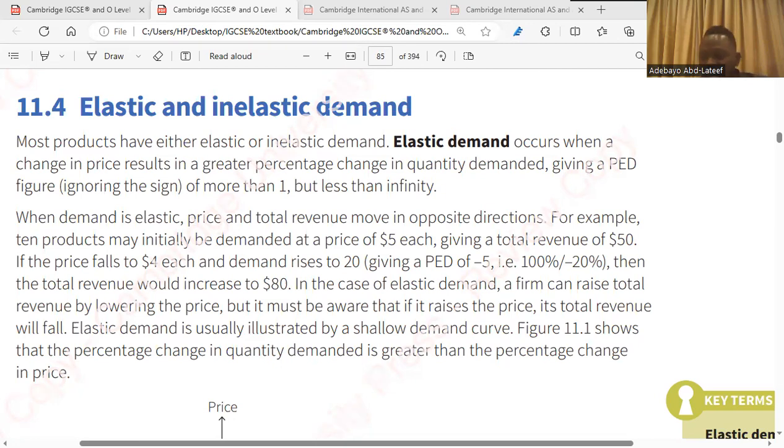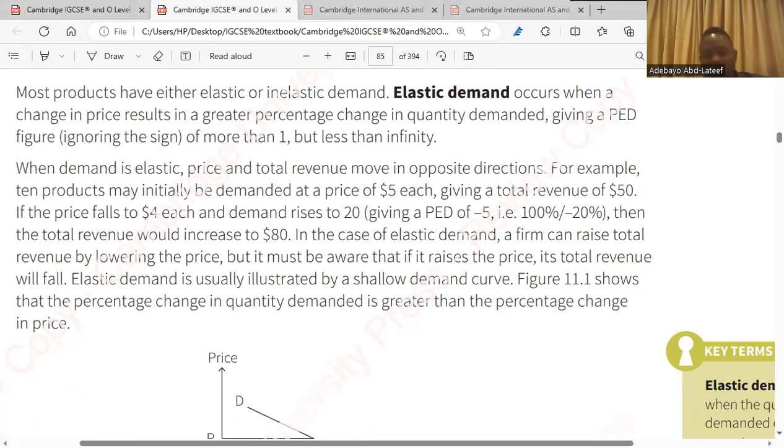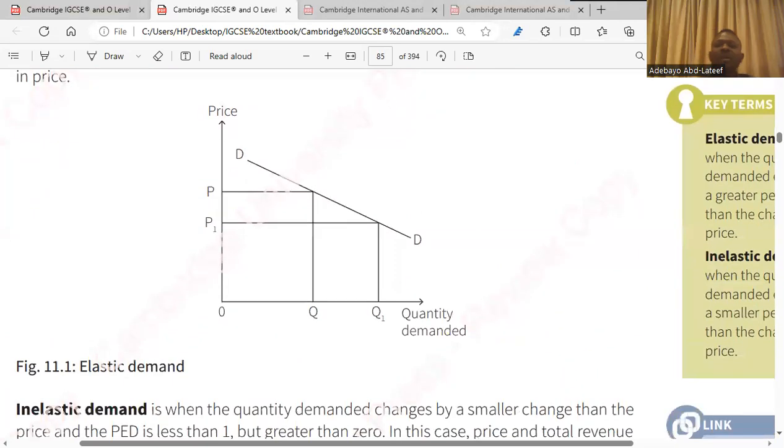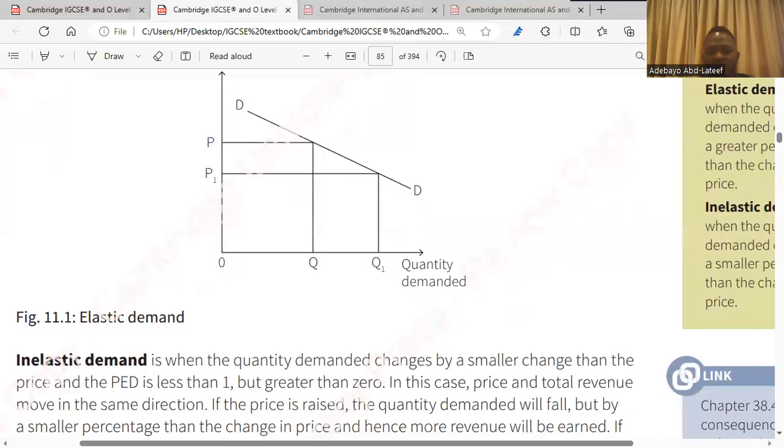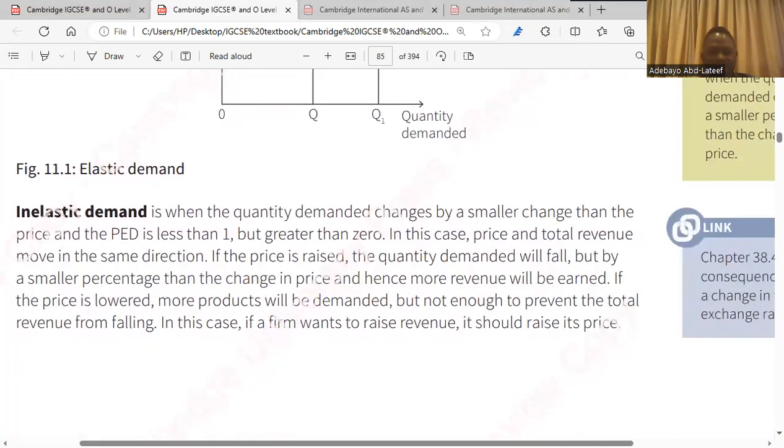So for elastic demand, if our PED is elastic, it means our revenue would what? Would increase. Clear? Yes. So look at it here. Based on the change in price, a fall in price from P to P1, the quantity demanded increased from Q to what? Q1. There's more space in between the graph. That is the point. Is it clear? Yes. All right. So go to inelastic.